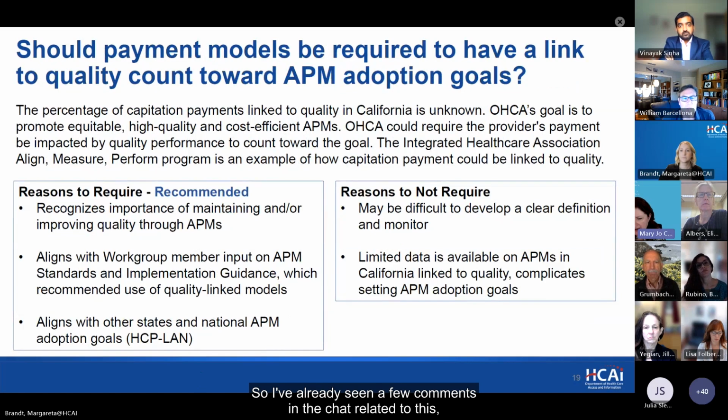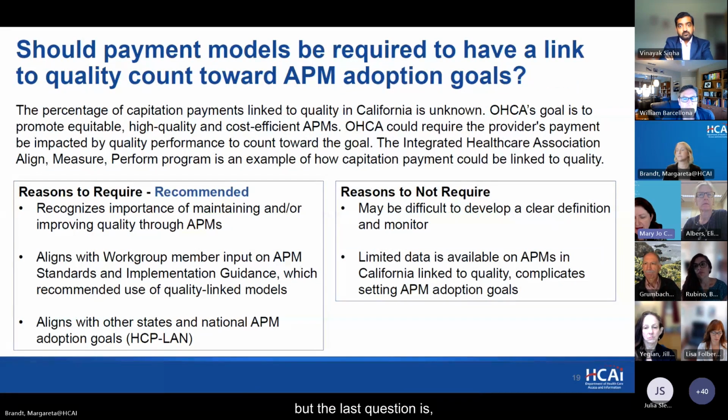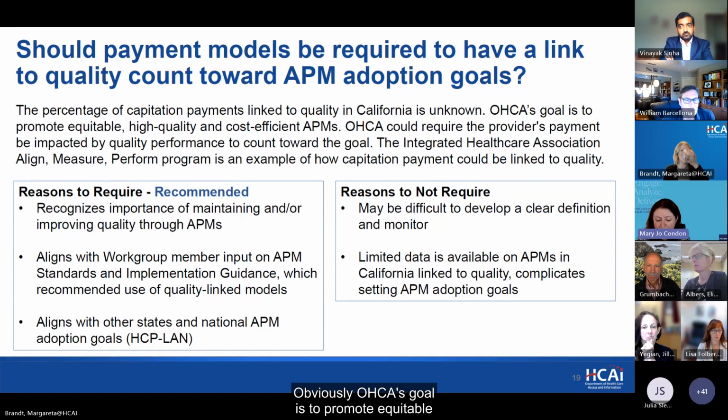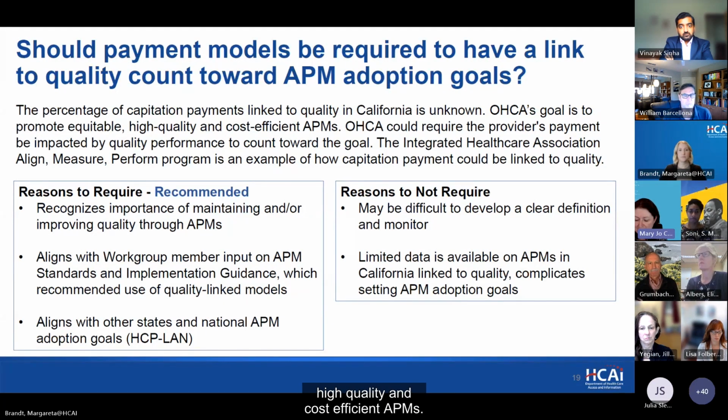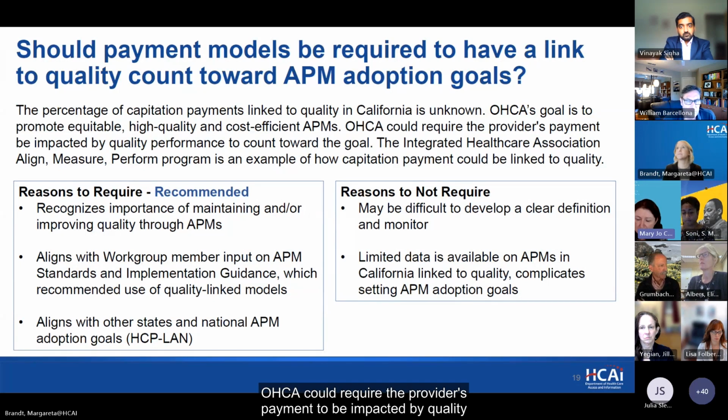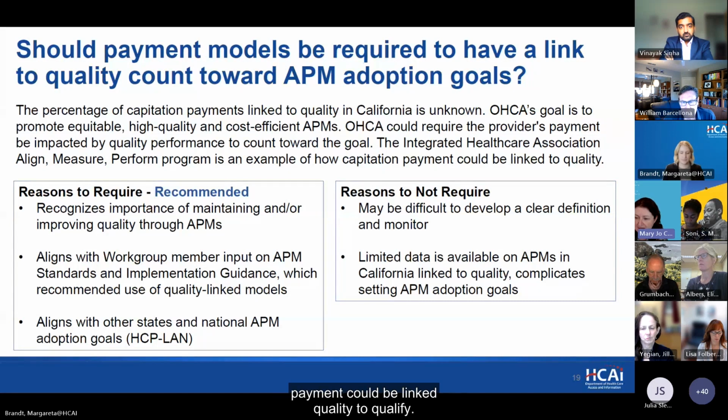So I've already seen a few comments in the chat related to this, but the last question is, should payment models be required to have a link to quality to count towards APM goals? Obviously, OHCA's goal is to promote equitable, high quality, and cost efficient APMs. OHCA could require the provider's payment to be impacted by quality performance to count towards the goal. So for example, the Integrated Healthcare Association's Align, Measure, and Perform program is one example of how a capitation payment could be linked to quality to qualify.